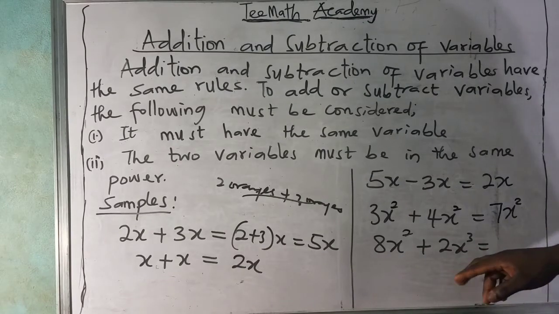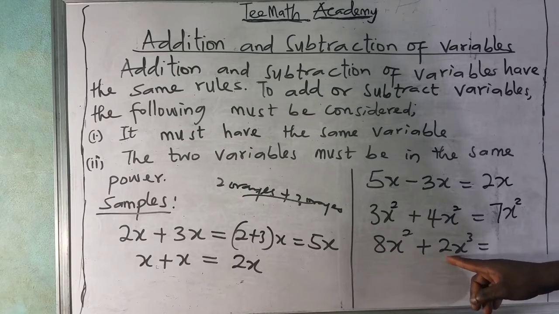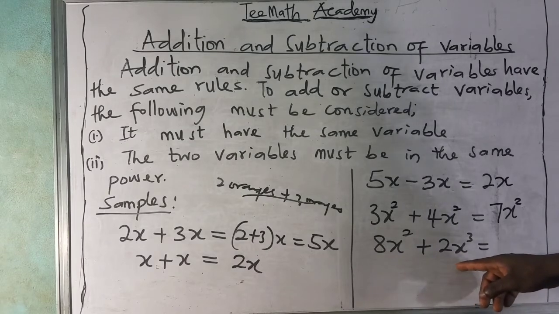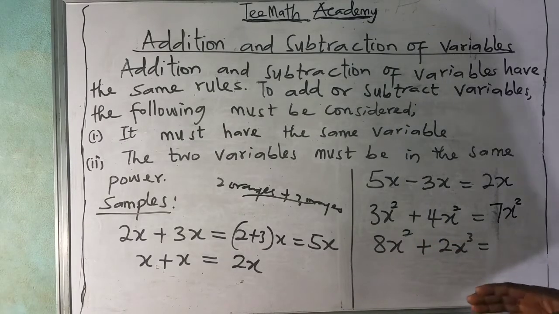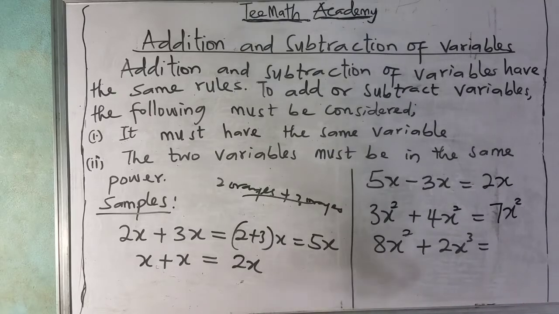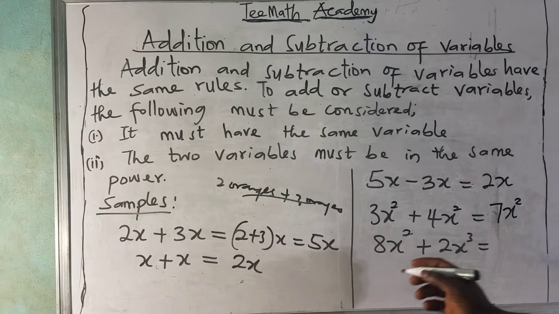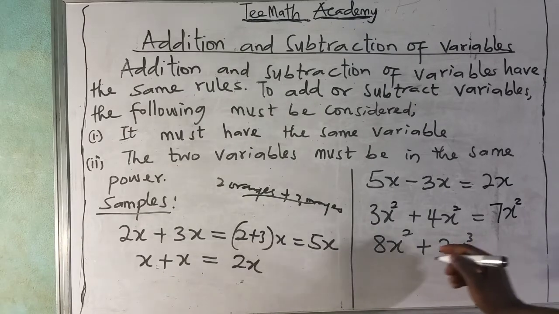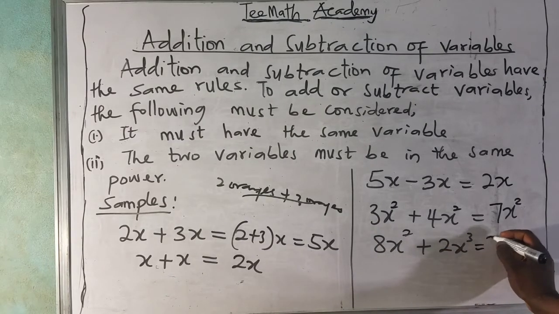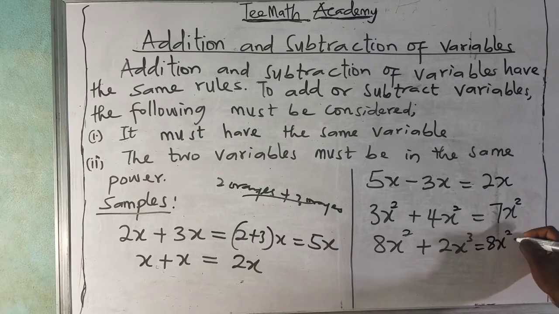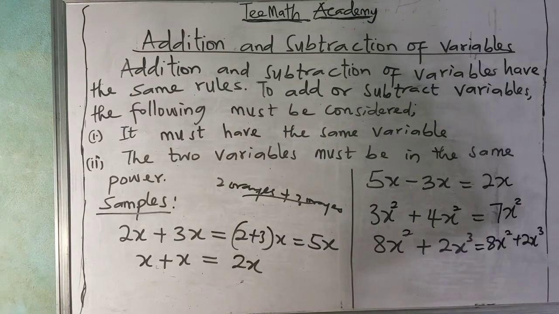That is because a lot of students will now say 10x raised to power 5. No, please, it's not allowed. What you need to do, because that is the law, you must check their powers. So since it's not of the same power, you write it back. There is nothing you can do. So the answer remains as 8x squared plus 2s cubed.